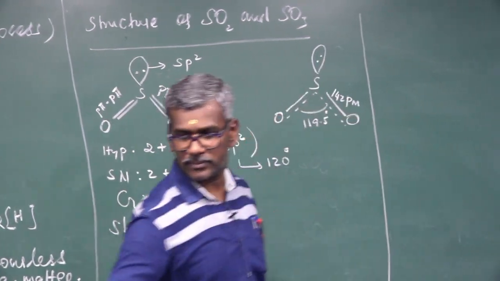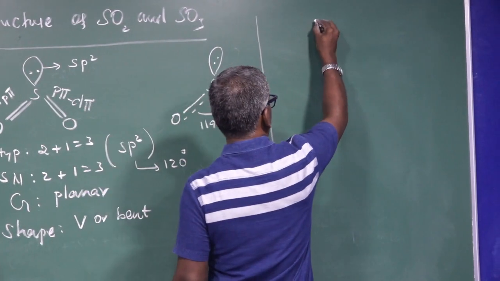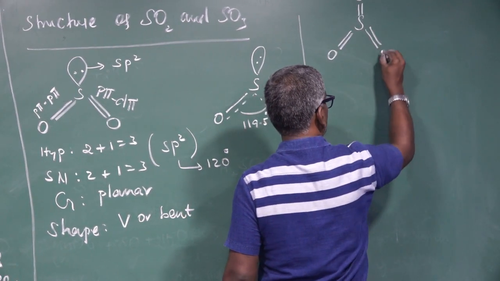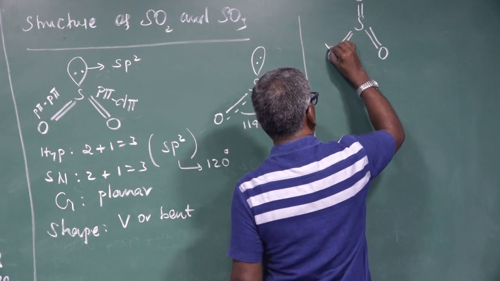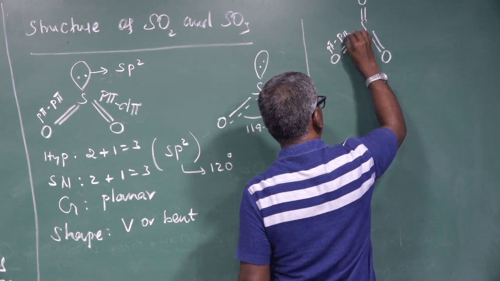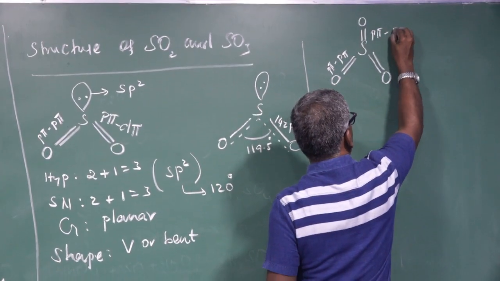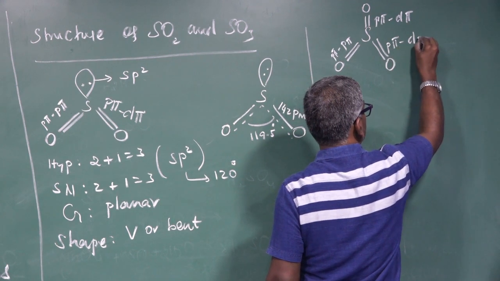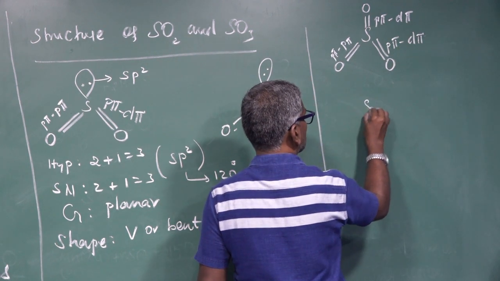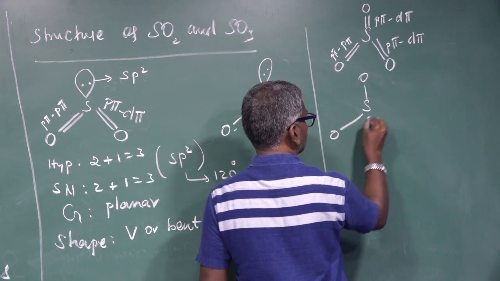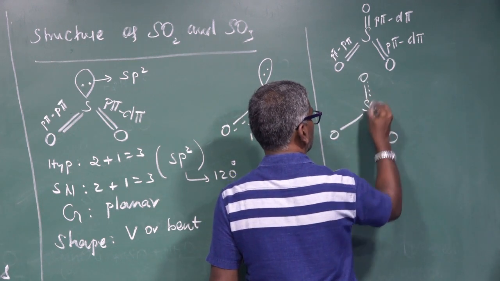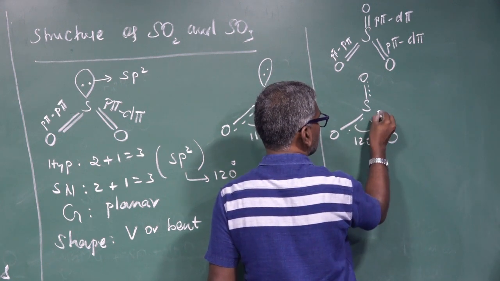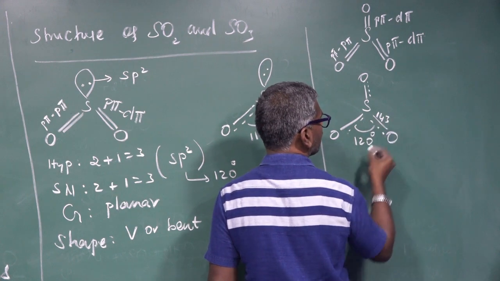Another one is SO3. This forms the p pi d pi bonds. Here, sulfur. The bond angle is 120 degrees. The bond length is 143 picometers.